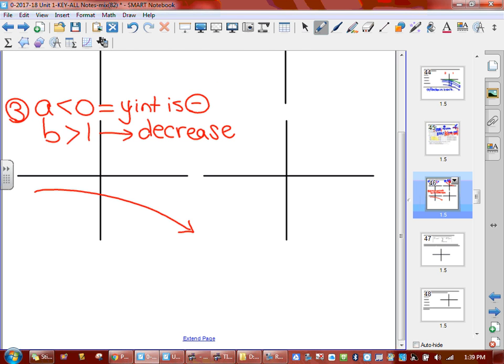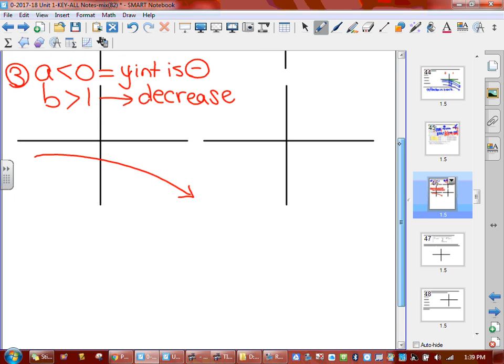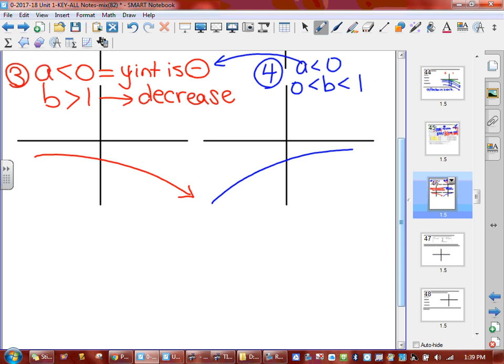Situation 4 is the reflection of the one above, situation 2. So A less than 0, meaning we have a y-intercept that's negative, but then we've got B between 0 and 1. So if A was bigger than 0, that means the graph would go down, but it's opposite. So now it's going to go up. So it's going to do this. It's going to rise. Okay? That's how those ones go.